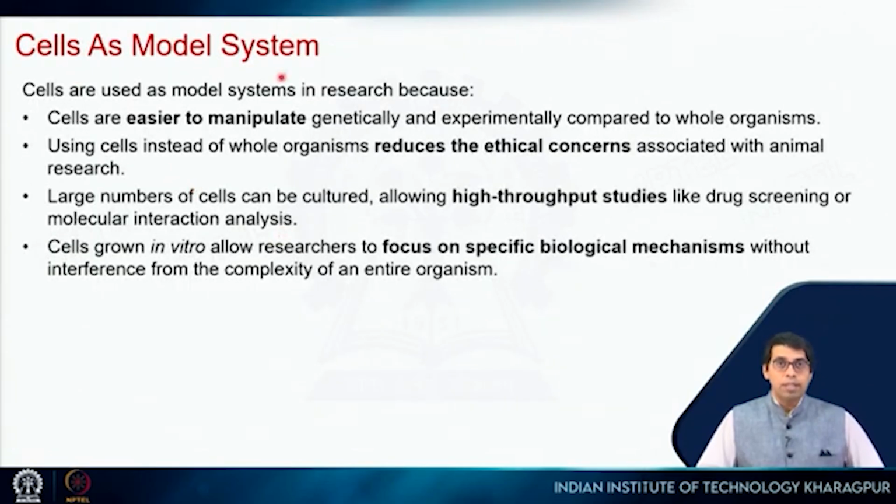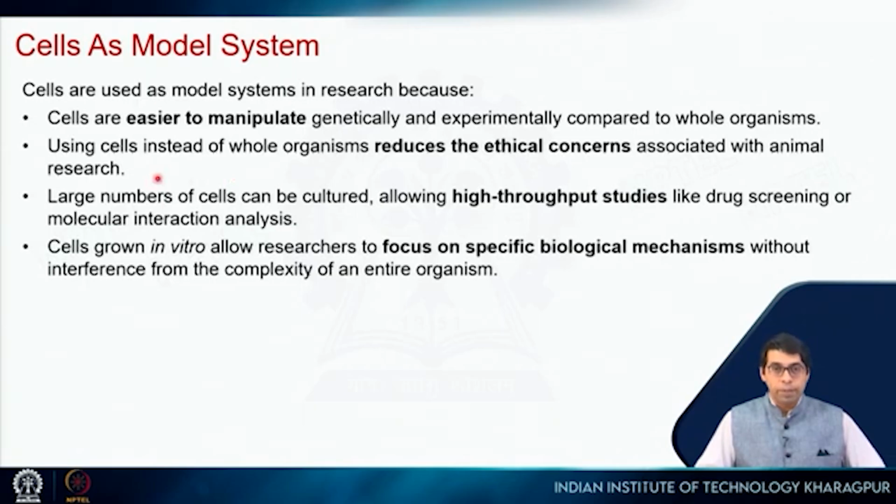So, cells as model organisms. Before we get into organisms, it is easier to do experiments in isolated cells. There are several reasons for that, because cells can be easily manipulated compared to a whole organism. Cells are easier to manipulate genetically compared to a whole organism. Using cells instead of a whole organism reduces the ethical concerns associated with animal research.